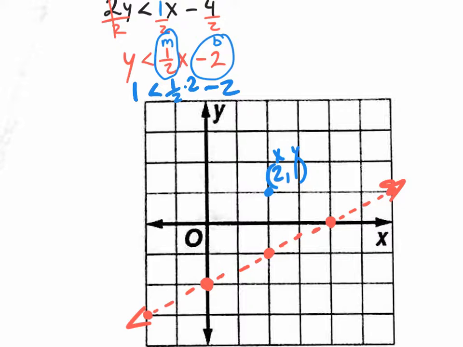So if I did the math, the 2's would cancel, and I'd end up with 1 is less than 1 minus 2, which means I'd have 1 is less than negative 1. And would that be a true statement or a false statement? 1 is less than negative 1. That's false, so it doesn't work.